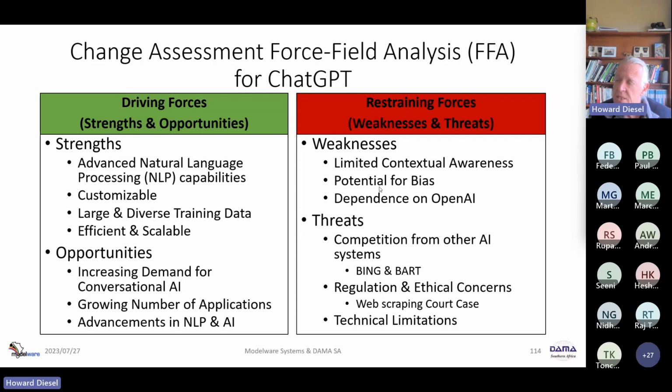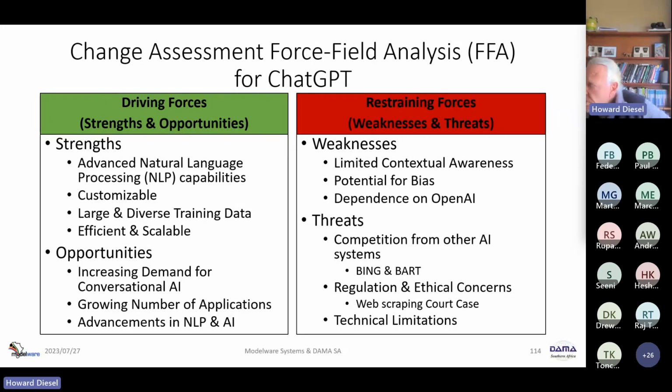Potential for biases, dependence on OpenAI, that's an organization. And now, is this the right way to go? Who do we choose? Do we choose Bing or do we choose Bard? And of course, if you're sitting on Azure, then you probably find that the Microsoft one is more appropriate and you can use it a lot easier. Okay, what are the different threats that we have?